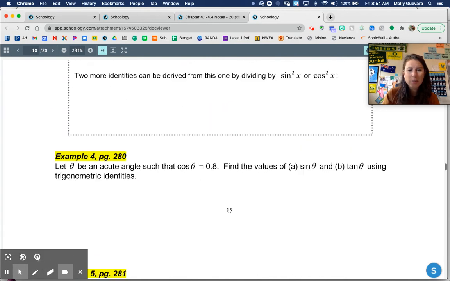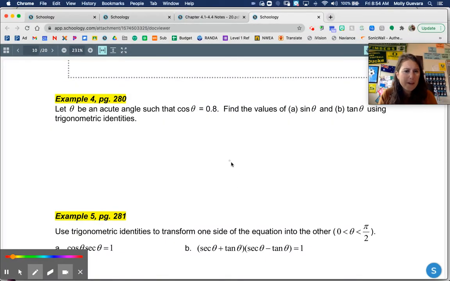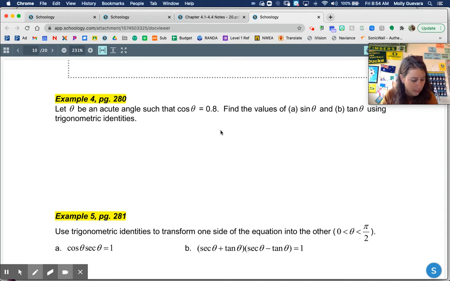Okay, let's look at a couple examples. And we're cruising. Alrighty. Let theta be an acute angle such that cosine of theta is 0.8. Okay. Find the values of A, sine of theta, and B, tangent of theta using trig identities. Okay, so let's do A first. I want sine of theta, and I know cosine of theta. That's all I know is cosine.